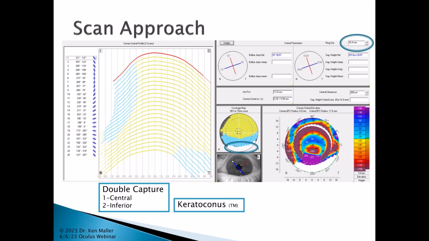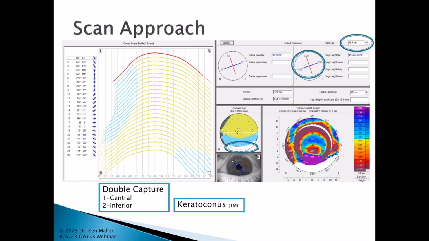16.4 is the millimeter I was planning for this lens, and at 16.4 millimeters, you can see I have no inferior data showing up on the sagittal depth there because I missed all of that data down there. This was not a lid in the way. The picture down below that is deceptive because that was just on the first capture. The lid was absolutely not in the way of this picture at all. It was purely a data problem.